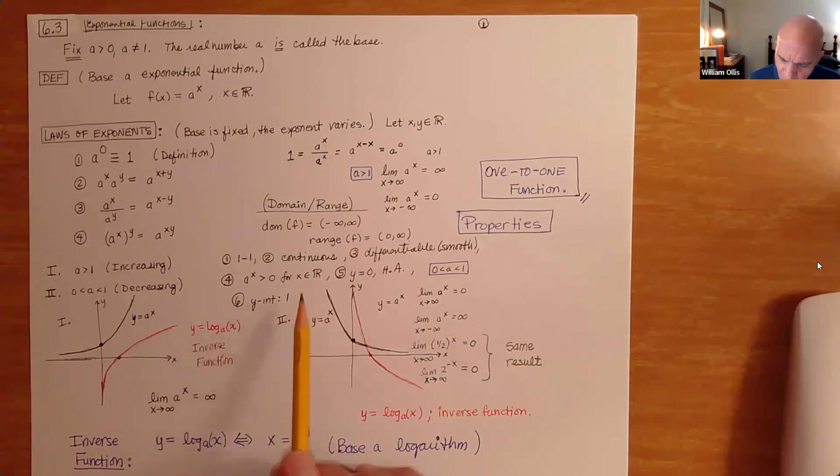Now, one other thing that you might notice is that for the base A exponential, we have the x-axis as a horizontal asymptote.